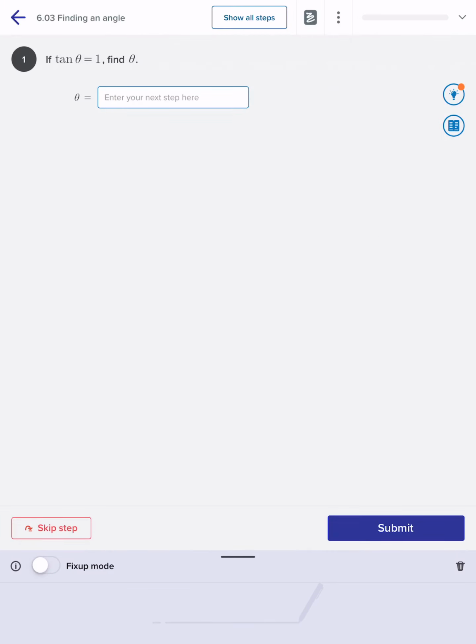Hello, Year 9. Again, in this example, I would like to walk you through one of the questions from your assessment task. It's task 6.03, finding an angle. The first given question is, if tan theta equals 1, find theta. Now we want to know the angle theta.